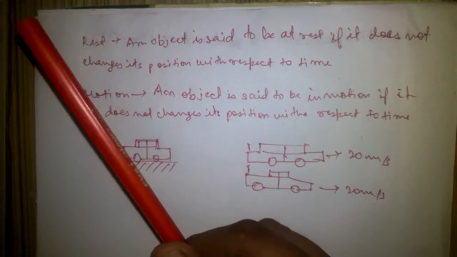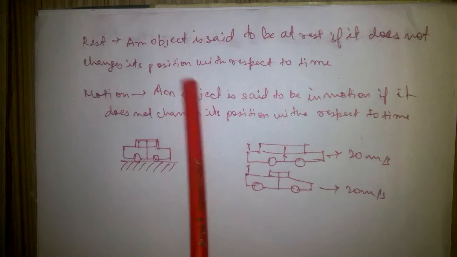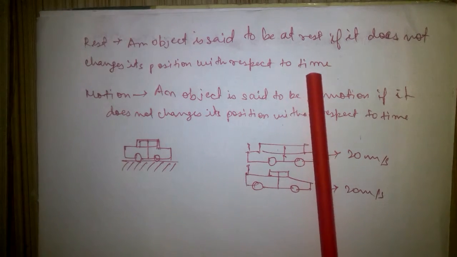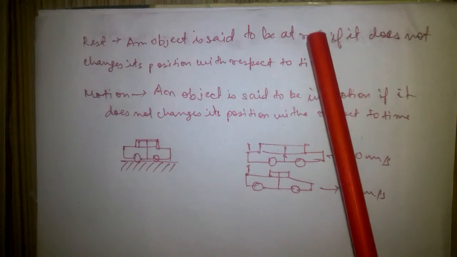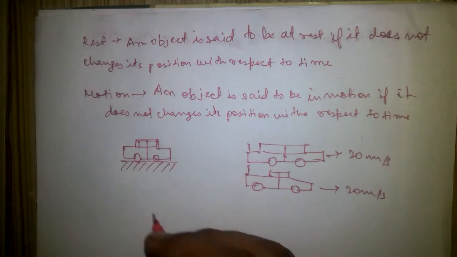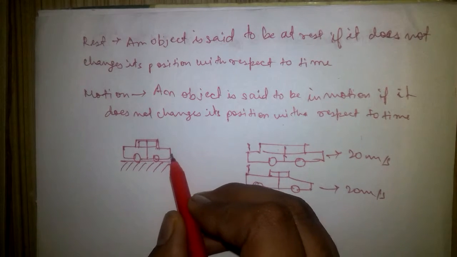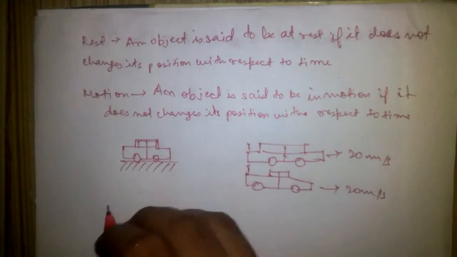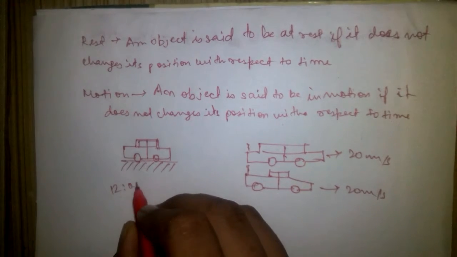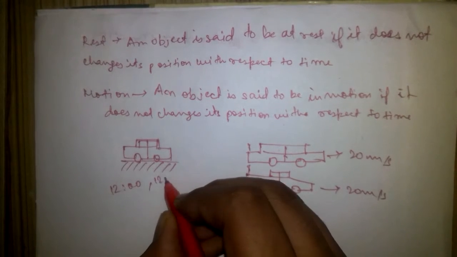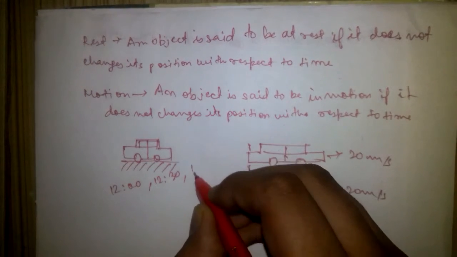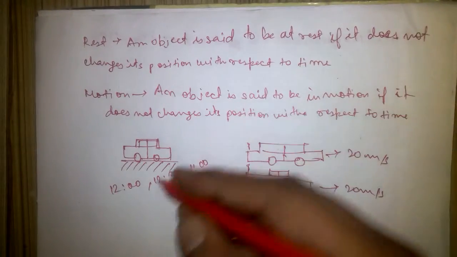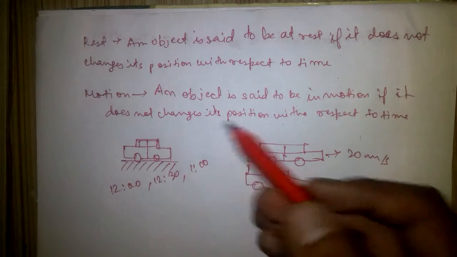So what is rest? An object is said to be at rest if it does not change its position with respect to time. Here, what does rest mean? Suppose this is the object and it is not moving, its speed is 0, it's standing here still. At 12 o'clock you observe that the car is here, at 12:30 you observe the car is here, and at 1 o'clock you observe the car is here. So the car is at rest because it is not changing its position with respect to time.